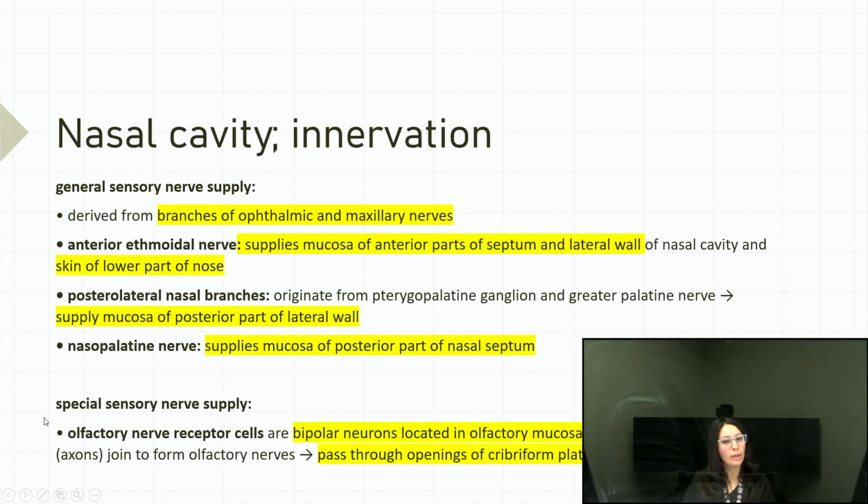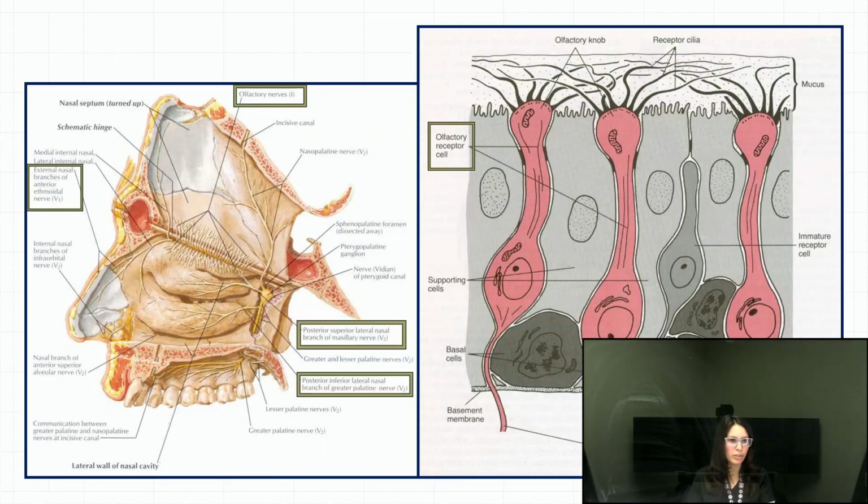Now, with every special sense, they're going to have their own special sensory nerve supply. In this particular case, it is going to be olfactory nerve receptors off of that olfactory nerve, cranial nerve number 1. And so these are going to be branches, or receptor cells of this nerve, which are bipolar neurons located in that olfactory mucosa. I'm going to show you here.